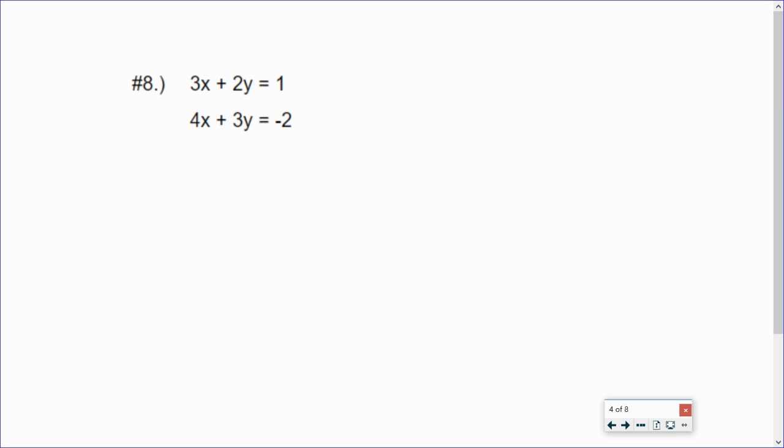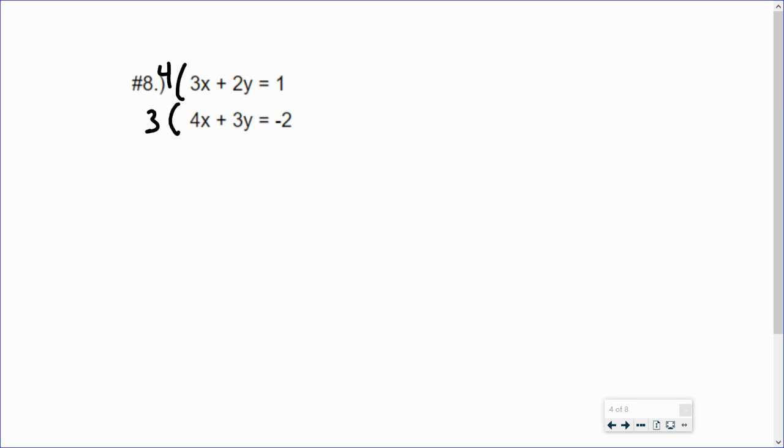So I need to take these up to 12. So I'm going to multiply this bottom equation by 3 and the top by 4. Now, the little problem is this is positive and this is positive, and so I don't want two positives. I want to get a positive and a negative.